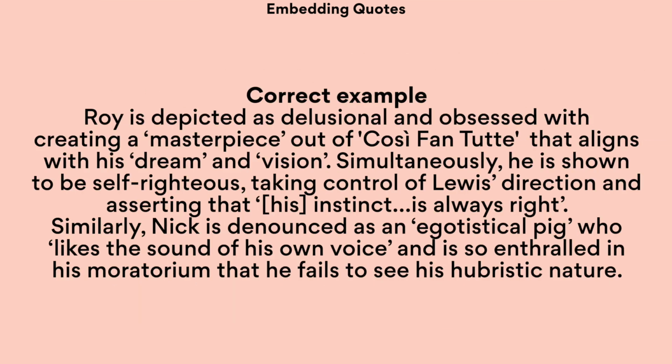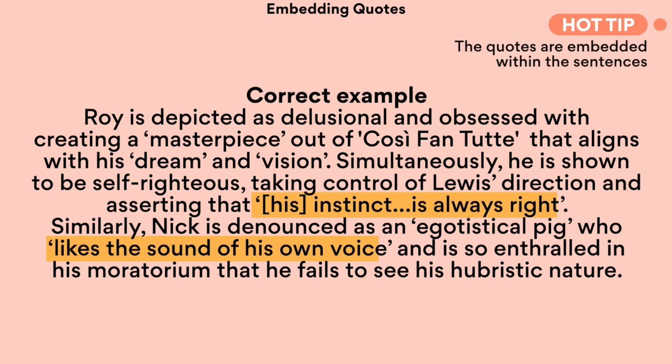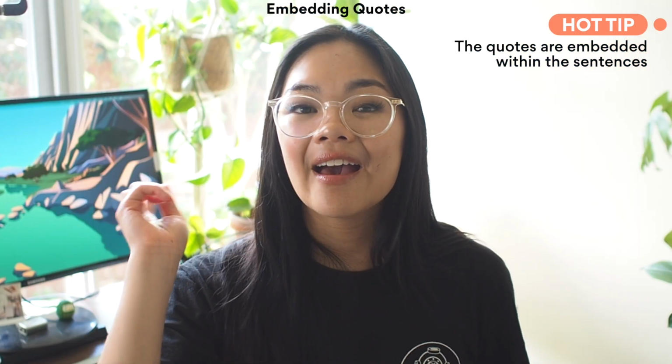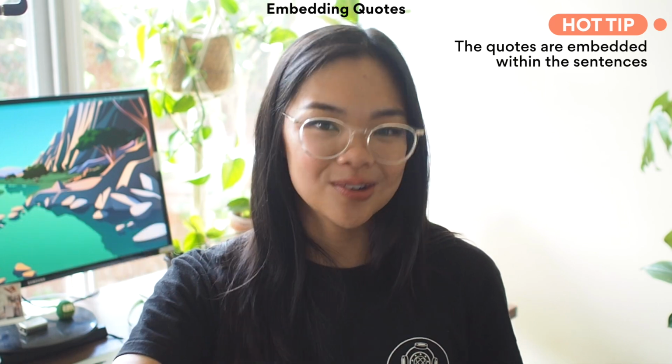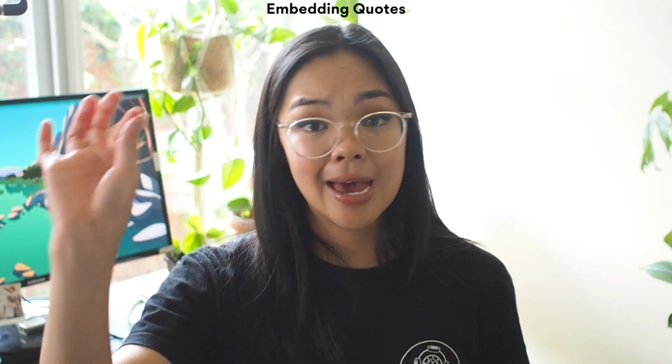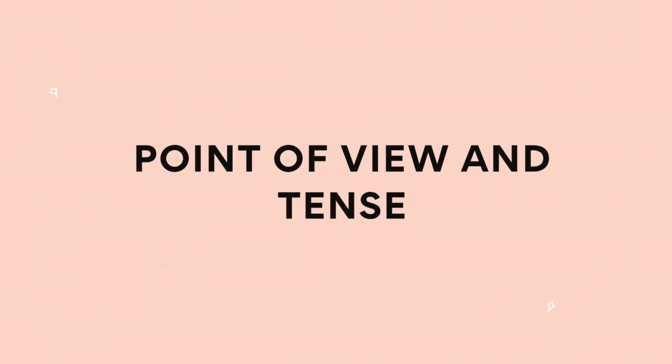See how in this later example, the quotes themselves are actually embedded within your sentences. They make up the sentences themselves rather than sitting on their own. I have a more detailed video about this, so go ahead and watch that if you want to be a badass at quoting. Next is ensuring that the overall point of view and text used throughout the essay is consistent.